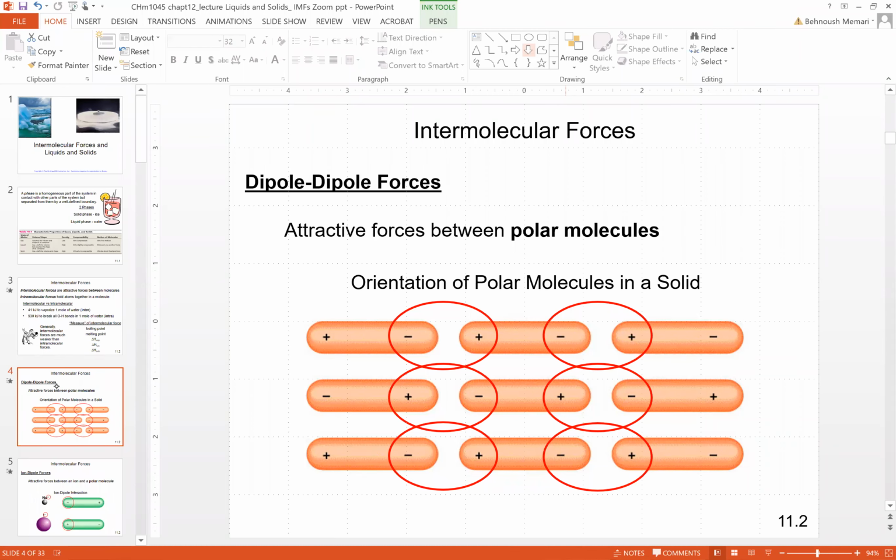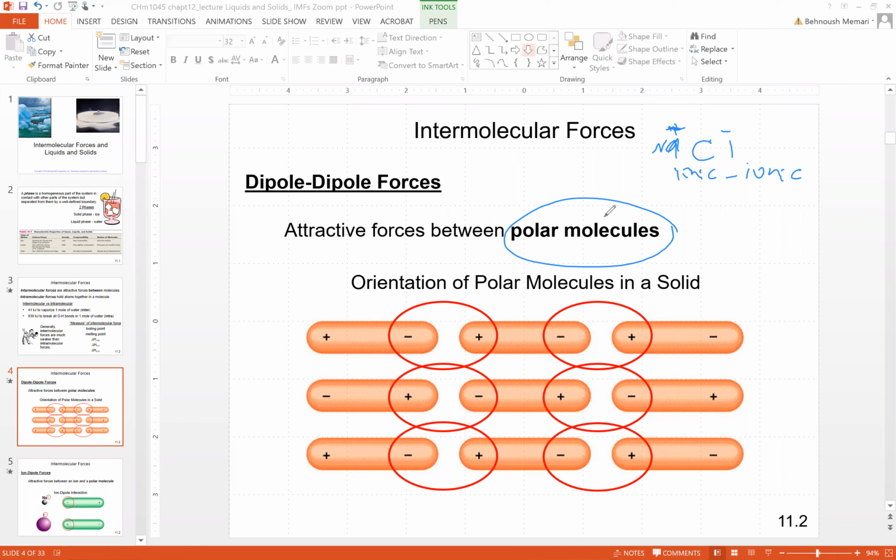Different type of intermolecular force. We have dipole-dipole forces. That's for polar molecules. So you find this between the molecules of a compound that are polar and are molecules. That means it's not an ionic compound. For ionic, a Na plus and a Cl minus, the electrostatic attraction is between the opposite charges, and this is called ionic interaction. The attraction between ions is very strong.